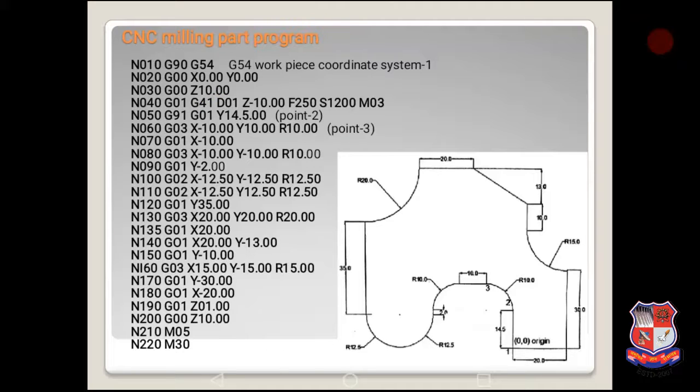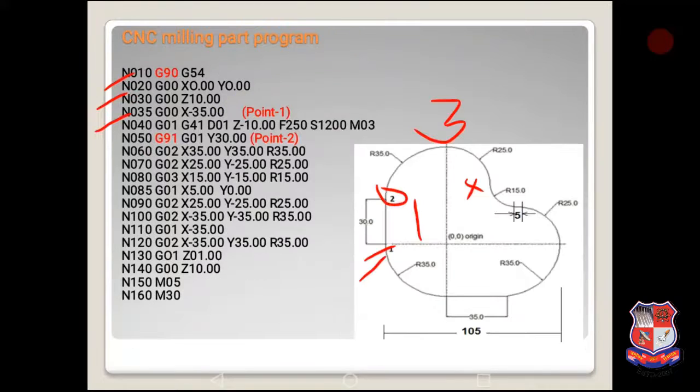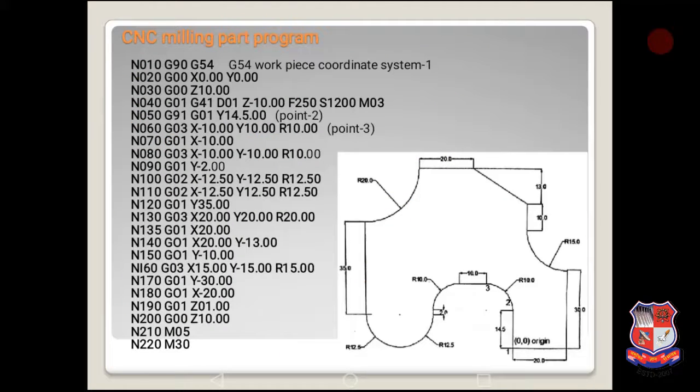G41 compensation in left with the address D. Now Z minus 10 means the cutter is moved under the workpiece up to 10 mm with the feed of 250 mm per minute and speed 1200 rpm, and the cutter starts to rotate in clockwise direction.